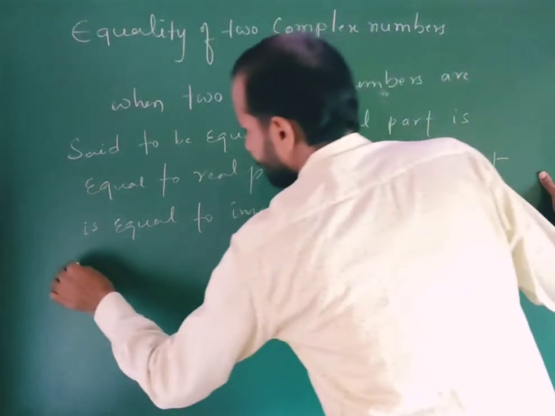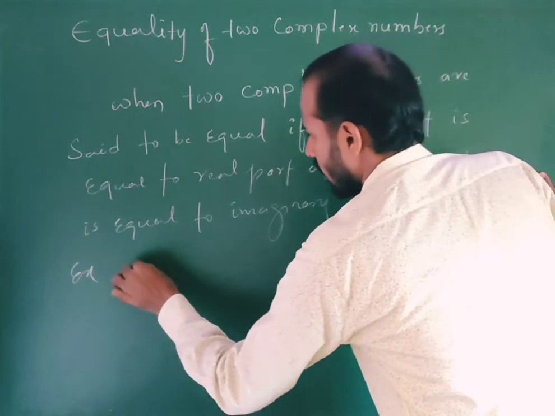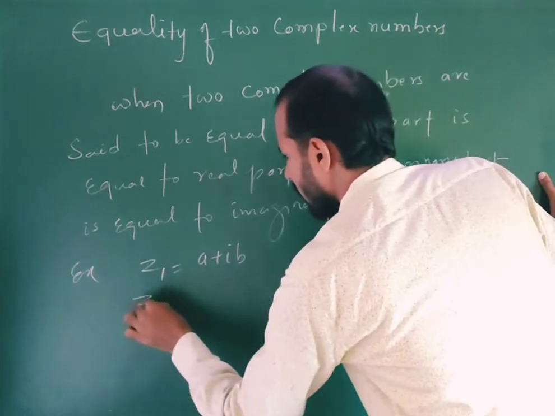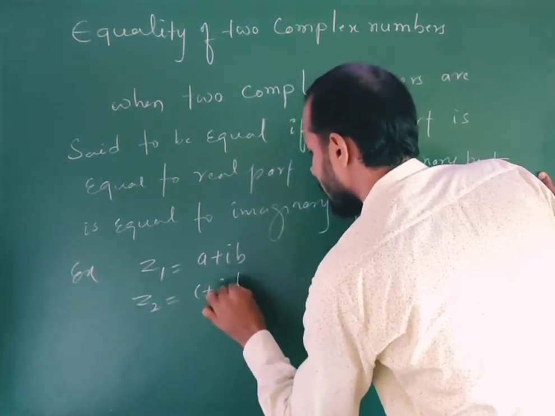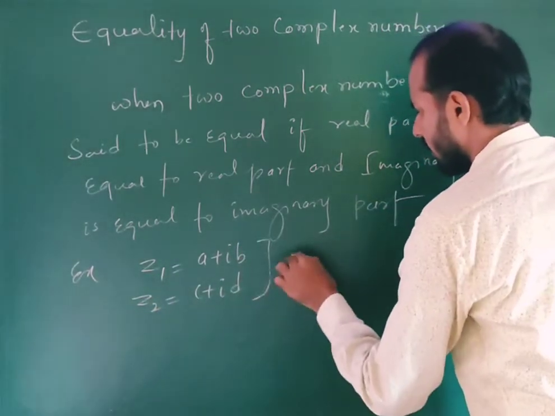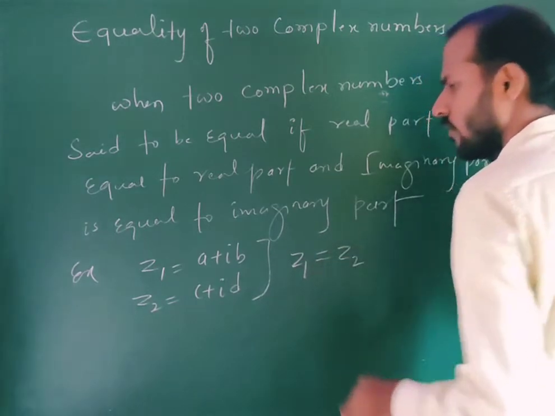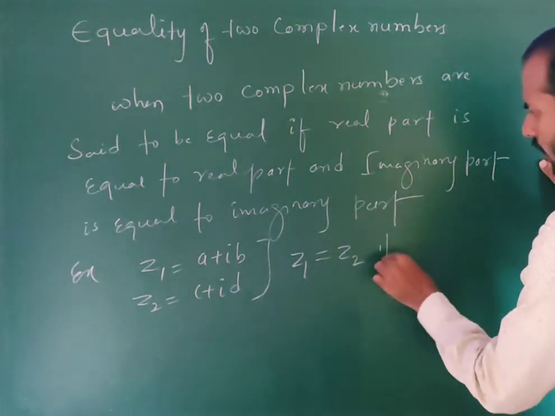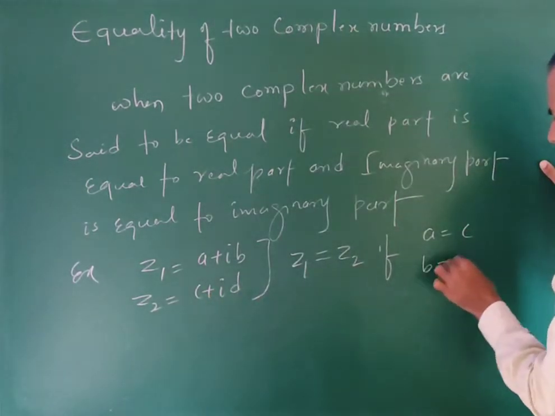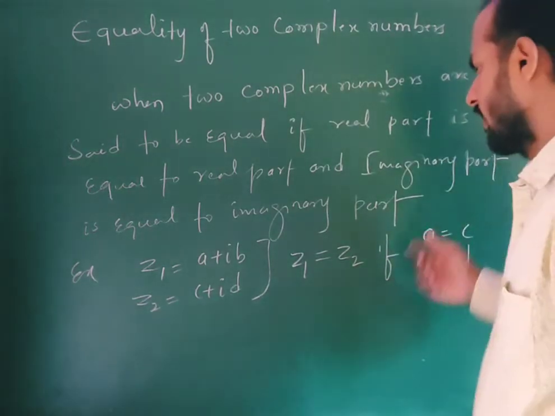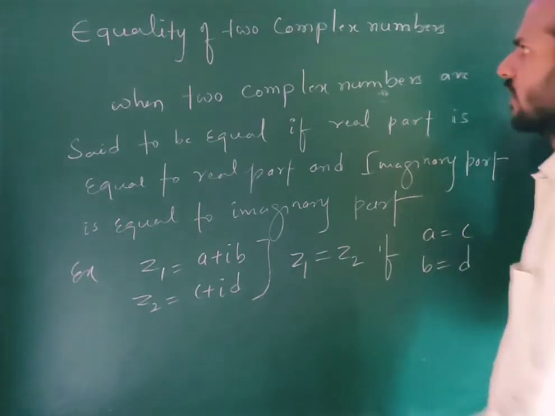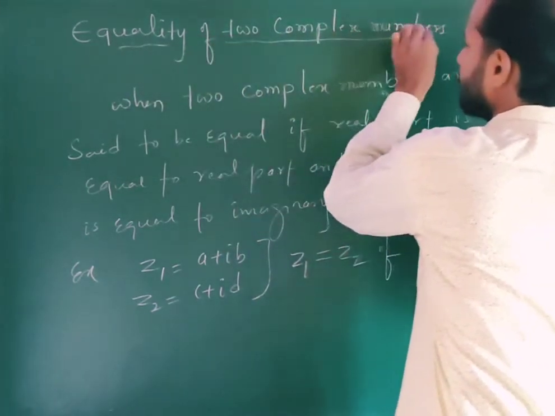For example, if we have Z1 equals A plus iB, Z2 equals C plus iD. When can we say Z1 equals Z2? When the real part A equals C and B equals D. Then only we can say real part equals real part and the imaginary part equals imaginary part. What it says is equality of two complex numbers.